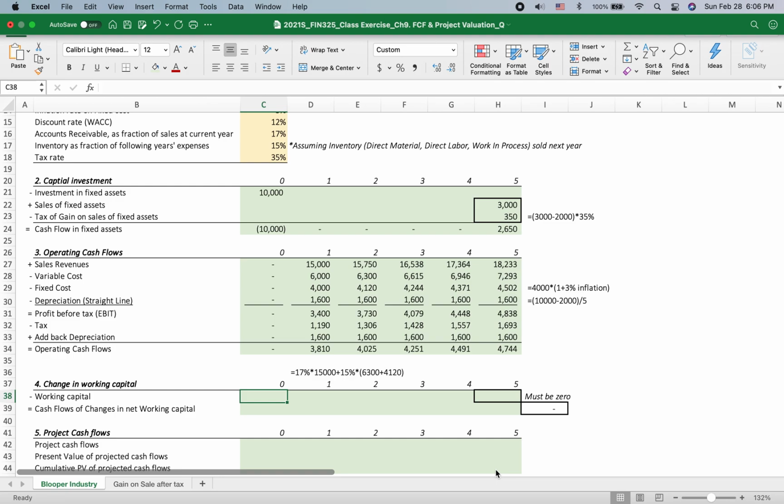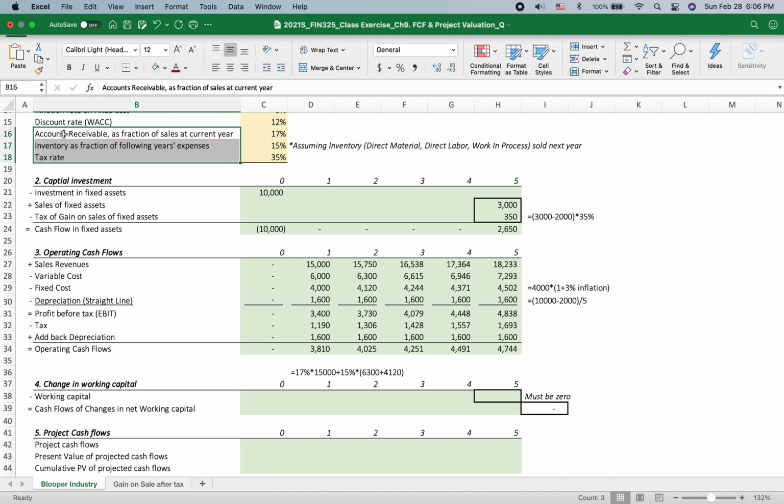Now let's continue with the change in working capital. Working capital is calculated by current assets minus current liabilities. When the company increases the working capital in current assets, that means the cash is reduced. The working capital calculation uses current assets and current liabilities, but we don't have current liability information here, only the accounts receivable and inventory.